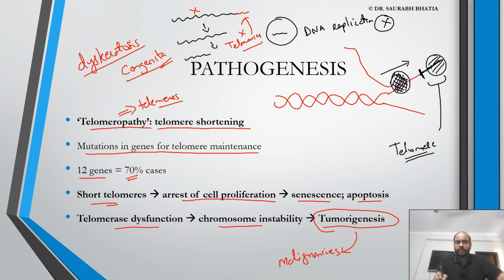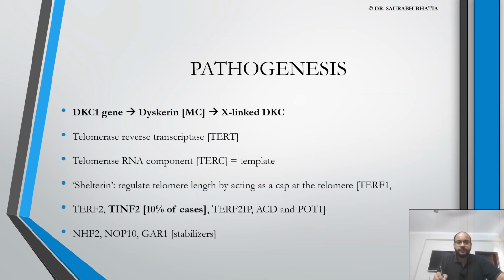Okay, let's move forward. The most common protein linked with dyskeratosis congenita is dyskerin, and it is encoded by the DKC1 gene. And this leads to X-linked DKC. Now, this could be a good quiz question.